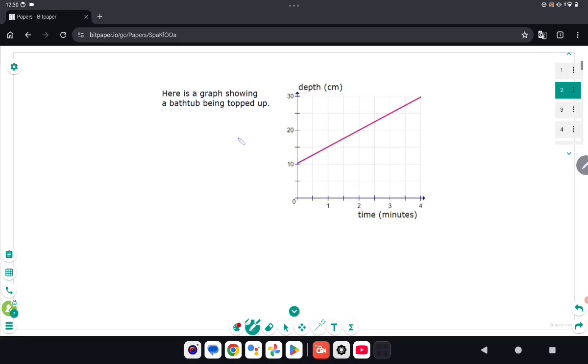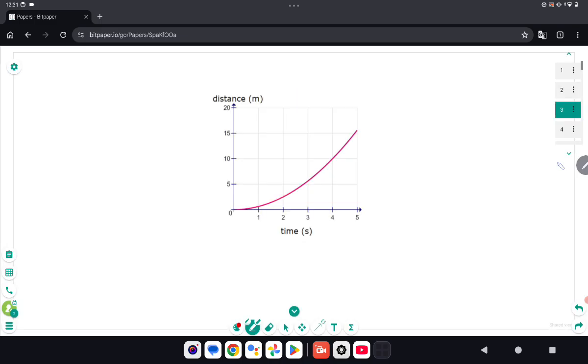So again, gradients represent a rate of change. So we've got a graph showing a bathtub being topped up. We have the depth on the y-axis and the time in minutes on the x-axis. The gradient on a straight line is constant. The gradient represents the change in y over the change in x, so the rate of change. So we could say here that the depth of the bathtub is increasing by 5 centimetres per minute. That is the rate of change.